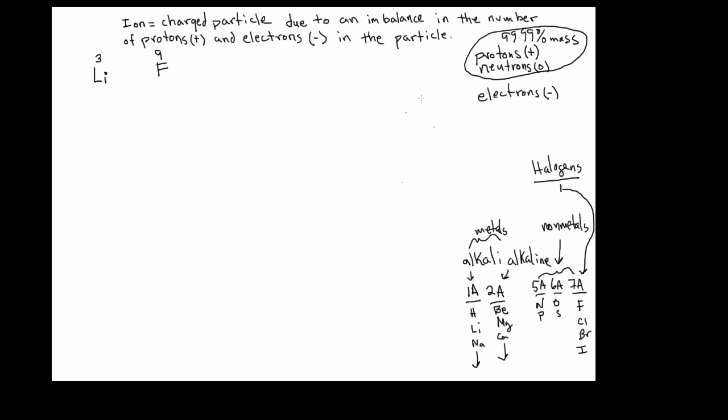And on my screen I provide you with a number of different informational aspects that we're going to need for this presentation. The first thing is to address basically the definition of an ion. So an ion is any kind of charged particle that results because of the imbalance in the number of protons and electrons that you find in the particle.